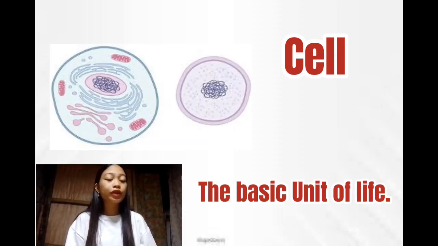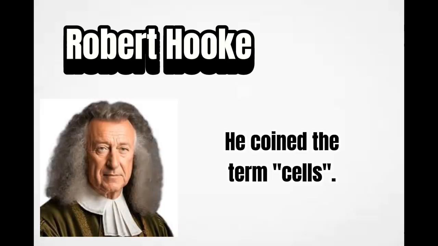Cells are the basic unit of life. They can give information about the life processes of an organism. Let's start with the development of cell theory. It wasn't a sudden discovery, but rather a process built upon the work of many brilliant minds. First is Robert Hooke. His early observations using a microscope led to the term cell.